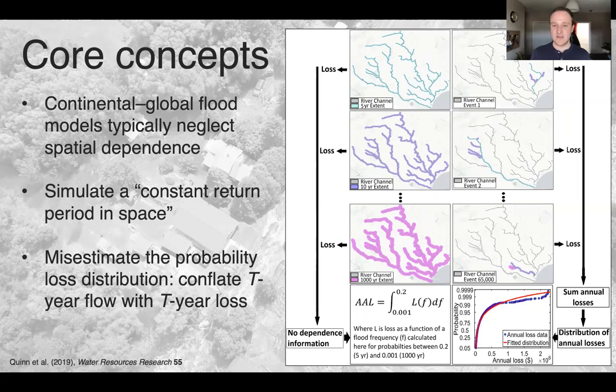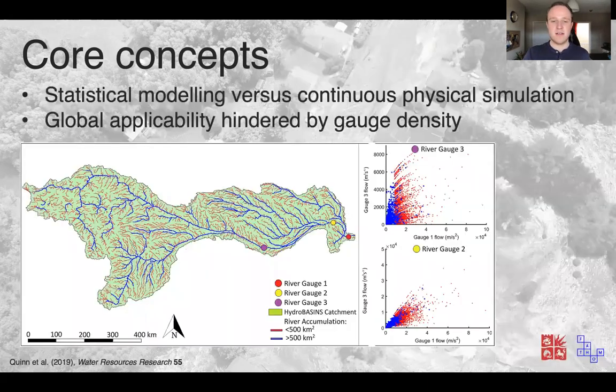A flood model accounting for spatial dependence, on the right-hand side of the figure, simulates plausible flood events, and our understanding of what may be impacted at a single point in time aids us in calculating tail risk more accurately.